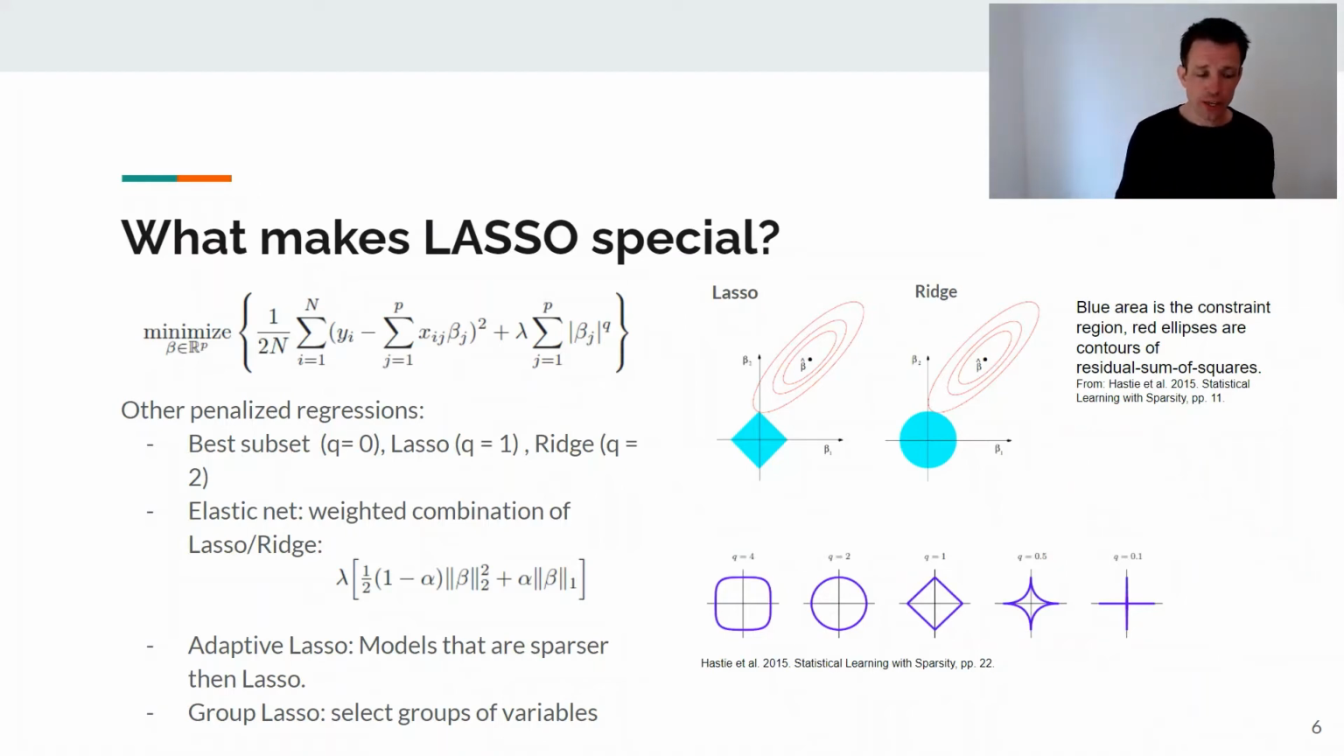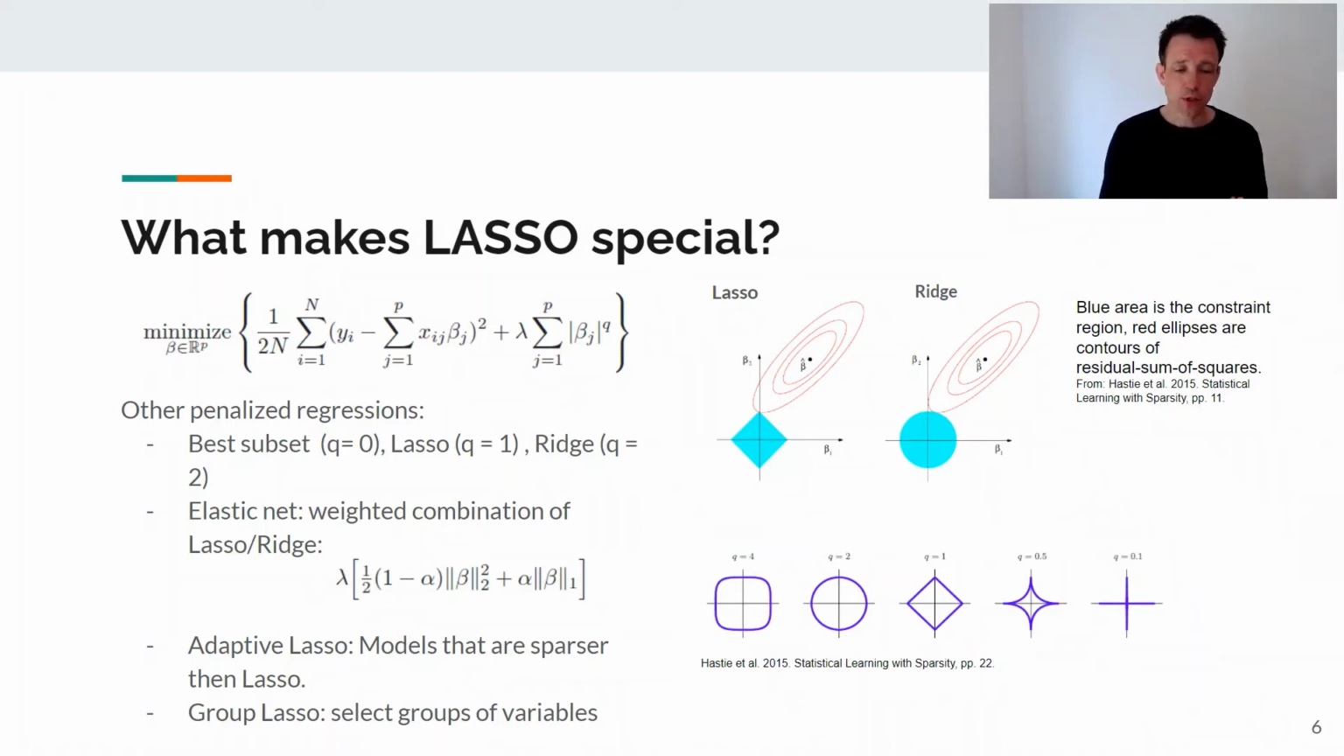One example is the elastic net, which is a weighted combination of lasso and ridge. You see that here you have this term alpha, which basically weights lasso against ridge. This expression is the sum of squared coefficients, which is ridge, and this is the sum of absolute values, which is lasso, and you weight them together into a penalty term. So that is also something that you see quite often.